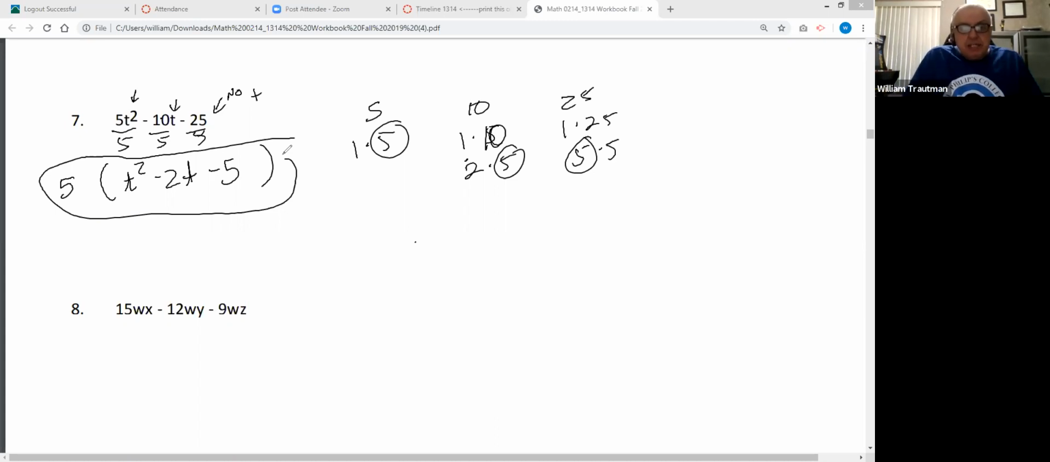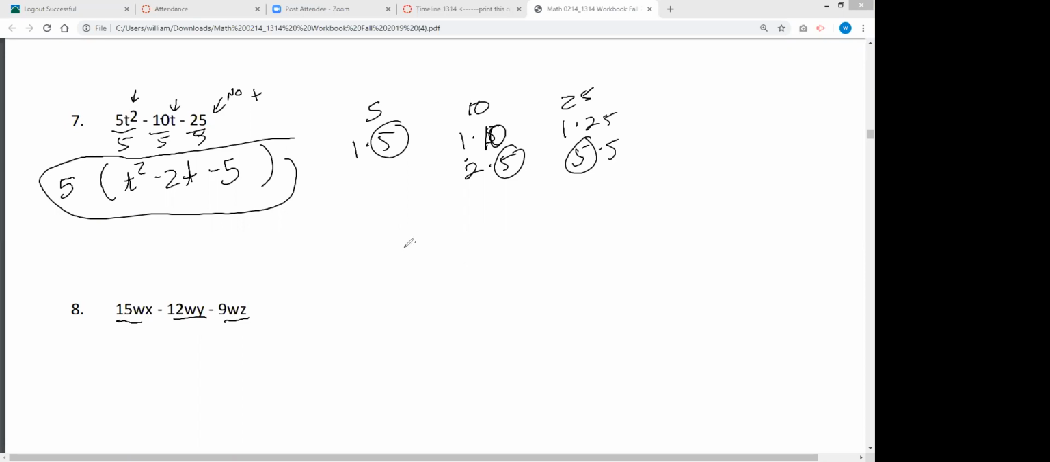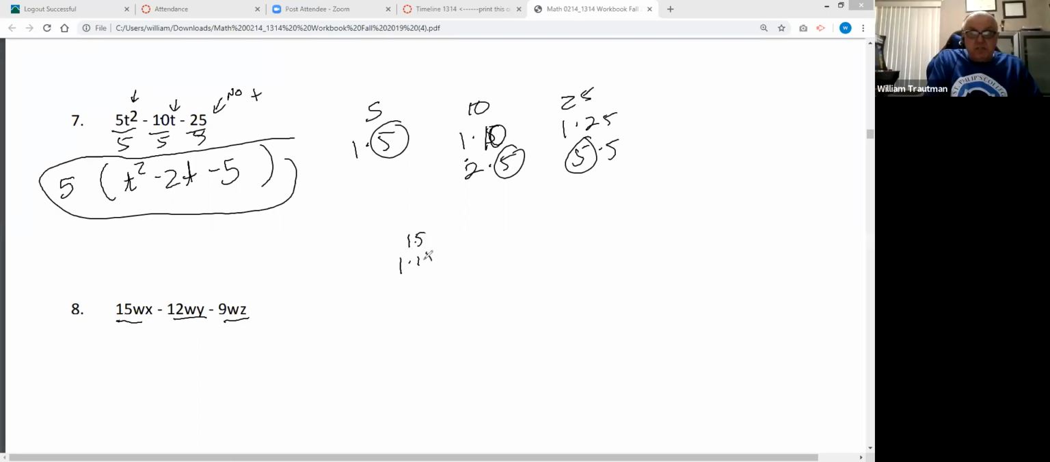Number 8. There are 3 terms there. Can you look at that and tell me what is the largest number that divides into all 3? 3. It is 3. 15 is 1 times 15 and 3 times 5. 12 is 1 times 12, 2 times 6, 3 times 4. 9 is 1 times 9 and 3 times 3. There's a 3 in all of them. There's no 5. There's no 15. 3 is the largest number in all, so I'm going to put a 3 out.